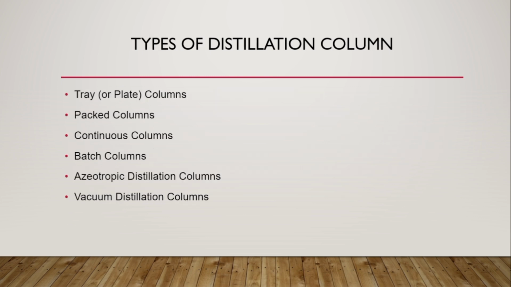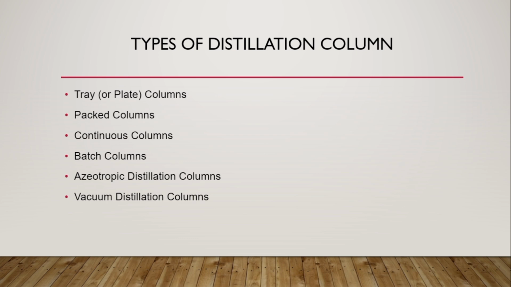Types of distillation column include tray or rather plate columns, and packed columns. So the tray column is nothing other than a distillation column having trays packed inside it. And for the packed, it's basically having packings packed inside the distillation column. I'm sure that's not that confusing.